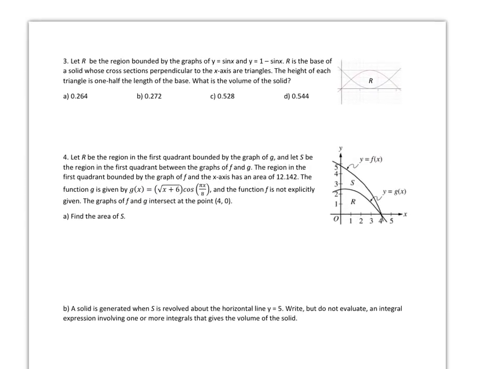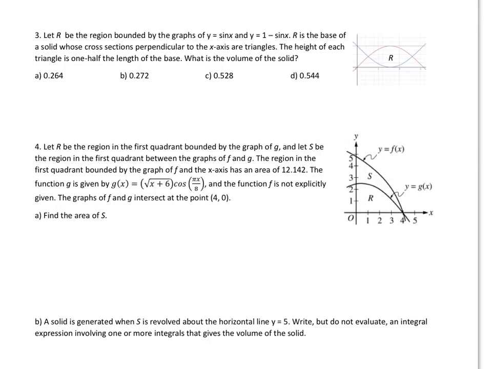Moving on, let's go ahead and enlarge this and take a look at what we got. It says, let R be the region bound by the graphs there. The base is a solid whose cross sections perpendicular to the x-axis are triangles. The height of each triangle is 1/2 the length of the base. What is the volume of the solid? So since we've got cross sections here coming out at you like that, that's basically what it's telling us.